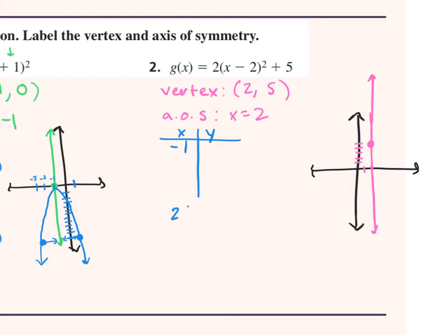So we have 2 times -1 minus 2 squared plus 5. So 2 times -1 minus 2 would be -3.